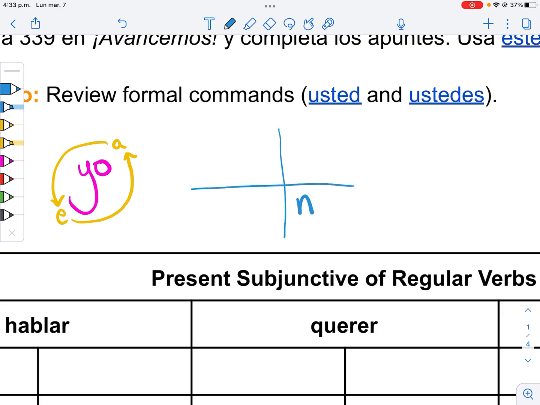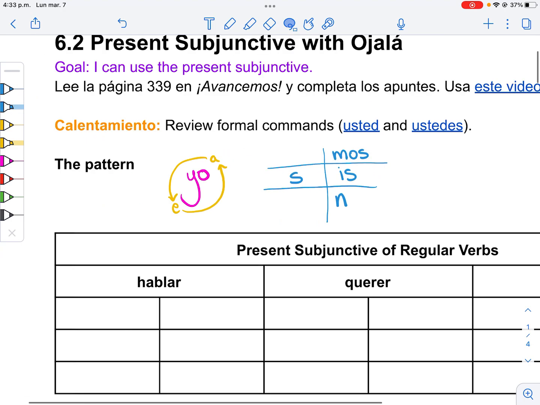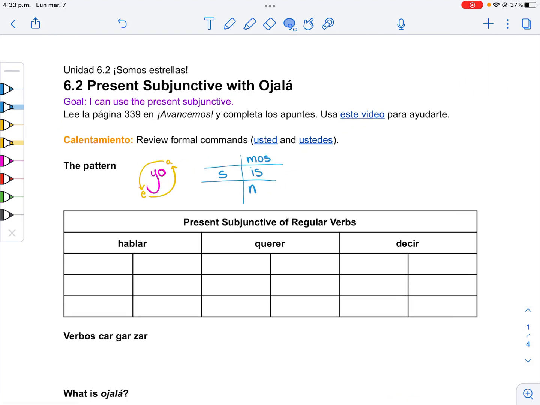And then I alluded earlier how with nosotros, we would add a mos, with vosotros, we would add an is, and with negative informal commands, with the tú form, we add an S at the end. And this is everything you need to know. It actually puts us in a whole new mood called the subjunctive. So I'm going to show you what that means. You're not limited just to usted and ustedes. You can do this for all those verbs.